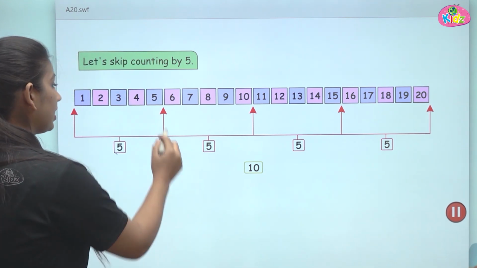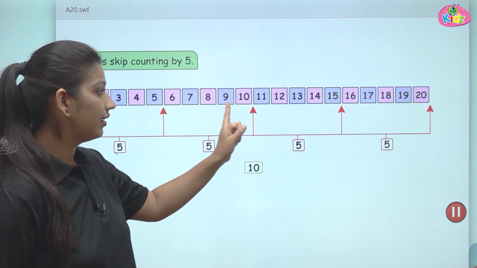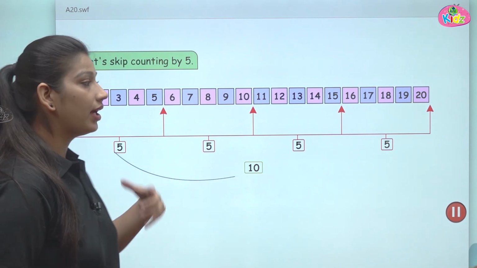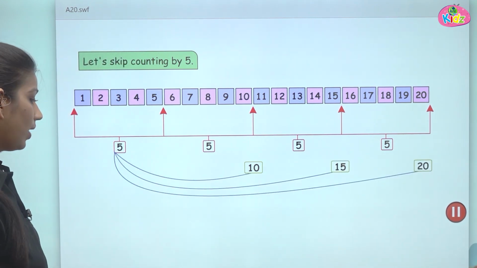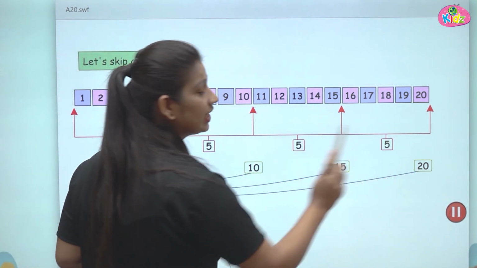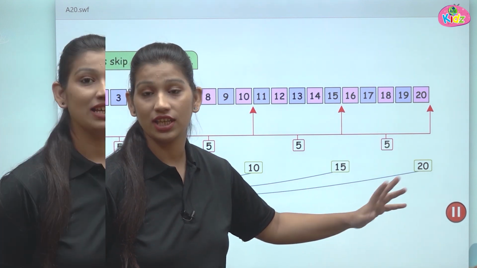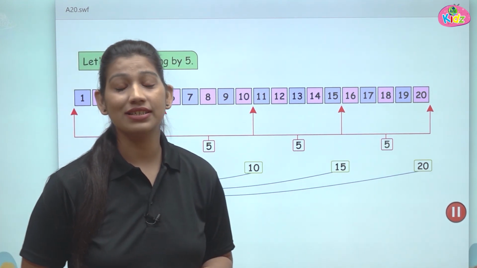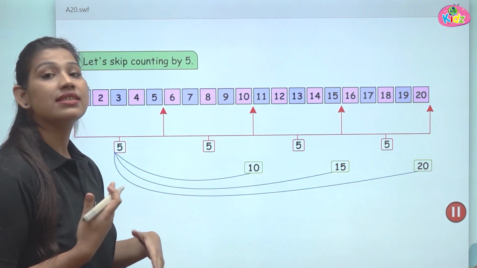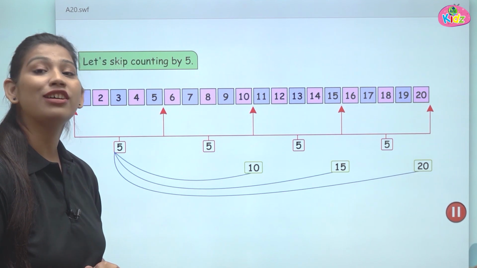So the first number we get is 5. Then after the gap, the next number we get is 10. Then we have a gap of 5 and the next number is 15. And then we have a gap of 5 and the last number we get is 20. You can easily see here 5, 10, 15, 20. You can even go further and have numbers like 25, 30, 35, 40 and so on. This is the skip counting by number 5.